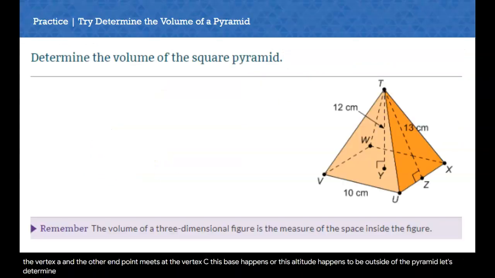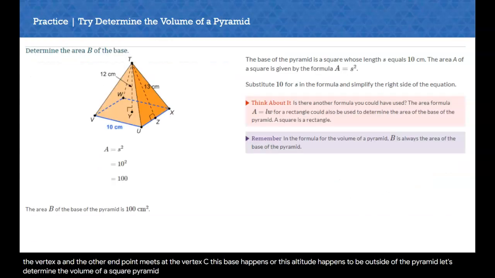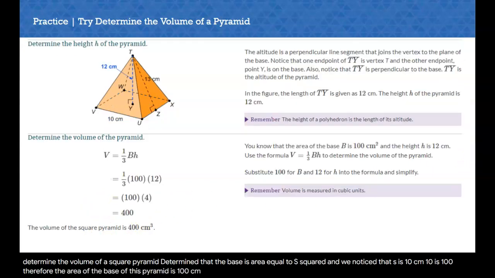This altitude happens to be outside of the pyramid. Let's determine the volume of a square pyramid. Here we can determine that the base area is equal to S squared, and we notice that S is 10 centimeters. 10 squared is 100. Therefore, the area of the base of this pyramid is 100 square centimeters.